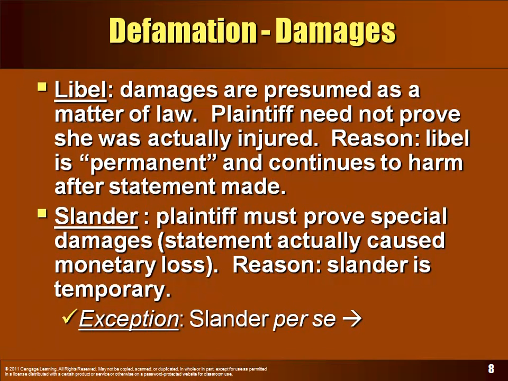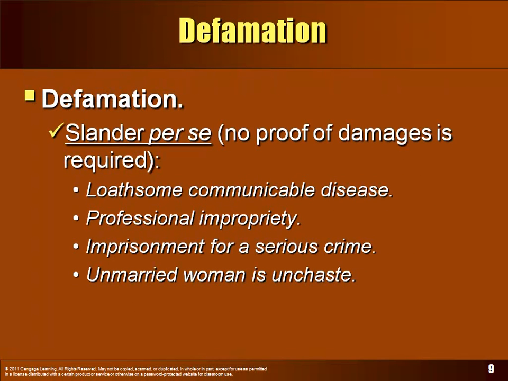But there's also slander per se, which means slander on its face. You hear this, it's just automatically bad. So here's some examples. Somebody says you suffer from some loathsome communicable disease.